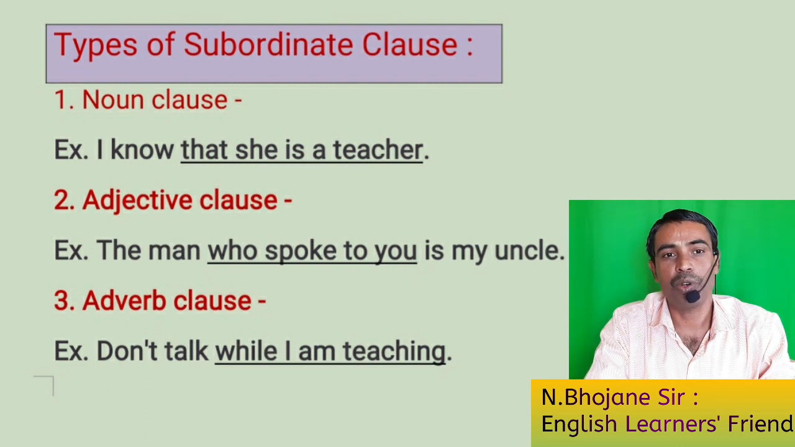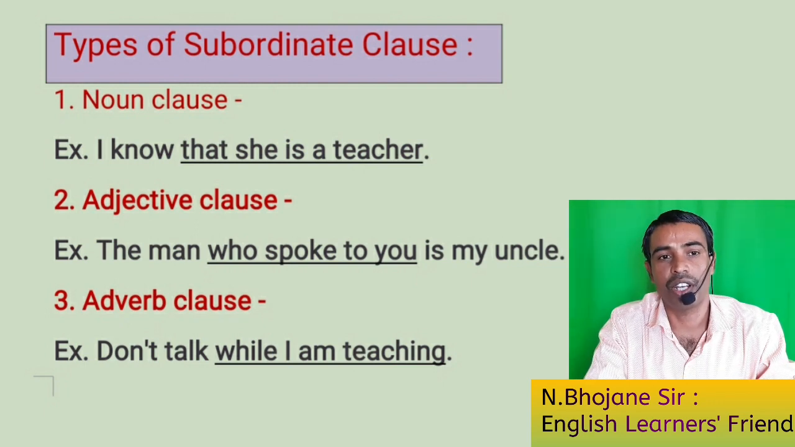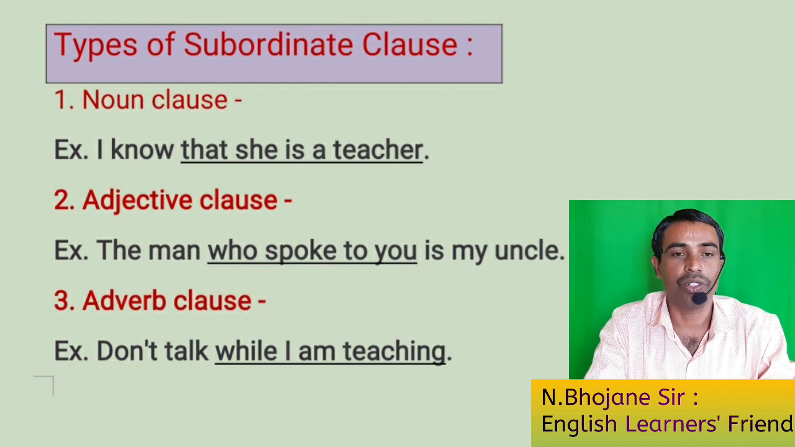Number one, noun clause. Noun clause functions as a noun. For example, I know that she is a teacher. Now in this example, that she is a teacher is a noun clause. Adjective clause. The man who spoke to you is my uncle. Now in this example, who spoke to you is adjective clause. Adverb clause. Don't talk while I am teaching. Now in this example, while I am teaching is adverb clause.